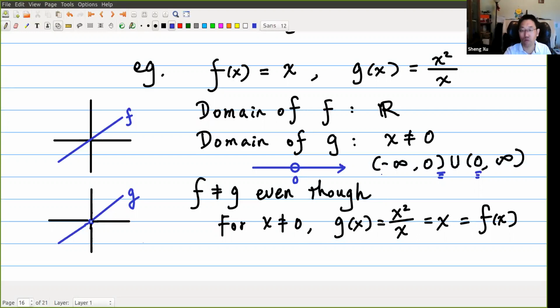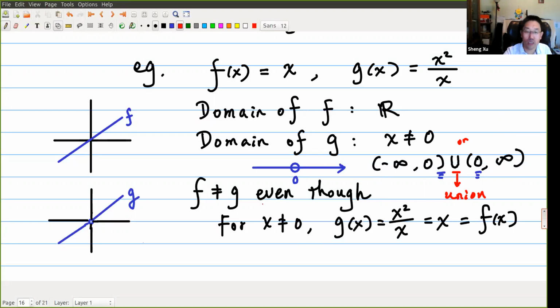This notation here, later on you'll see something like that, and you know what it means. It means union. It's a set, the union of two sets. It means it's either in that or in that, like an OR relation. Later on you will see another thing called AND, which is called an intersection. So in this case, f is different from g.